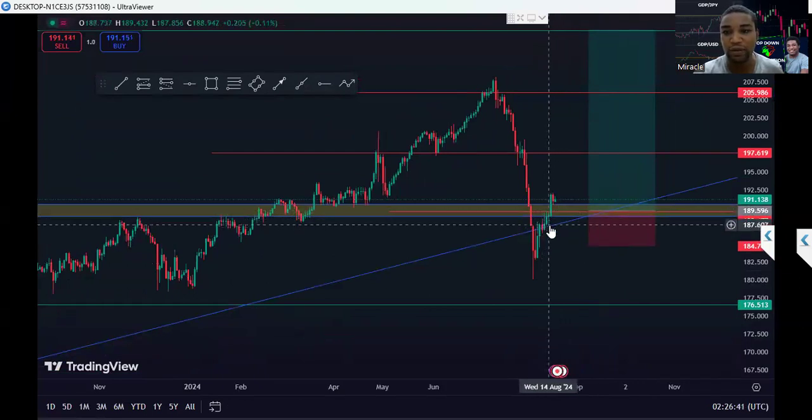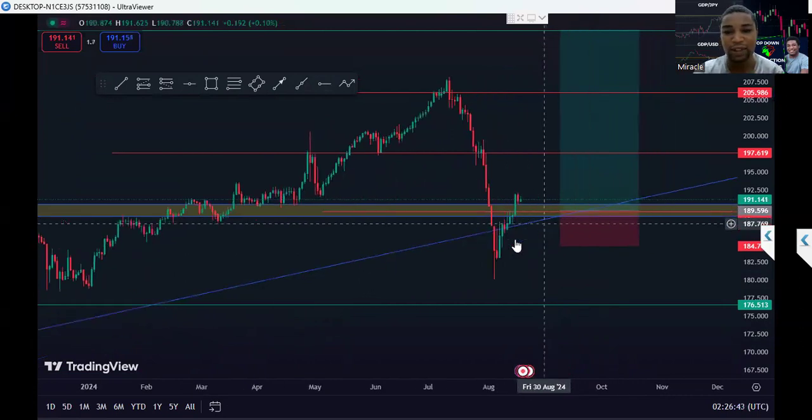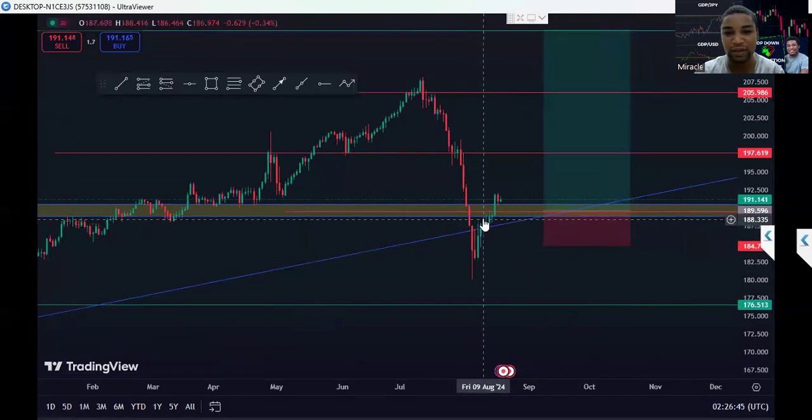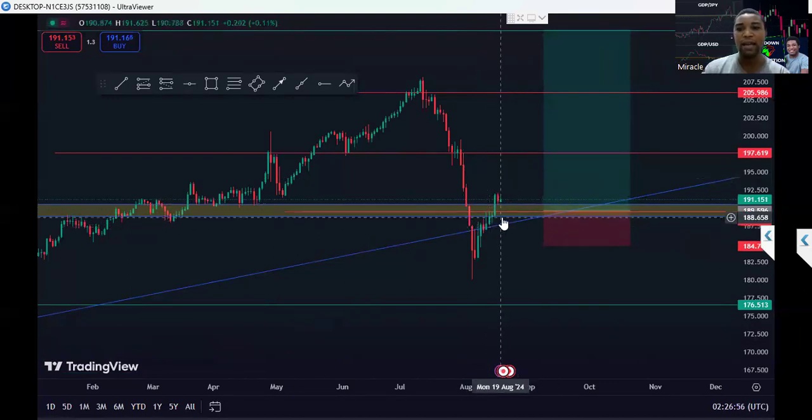Not only a daily demand zone, you can see that the market has rejected here significantly. See, one rejection, two rejection, three rejection, four rejection, four daily candles rejected around this area before the push up. So I am assuming that this market is going to test this area before I see a push up.